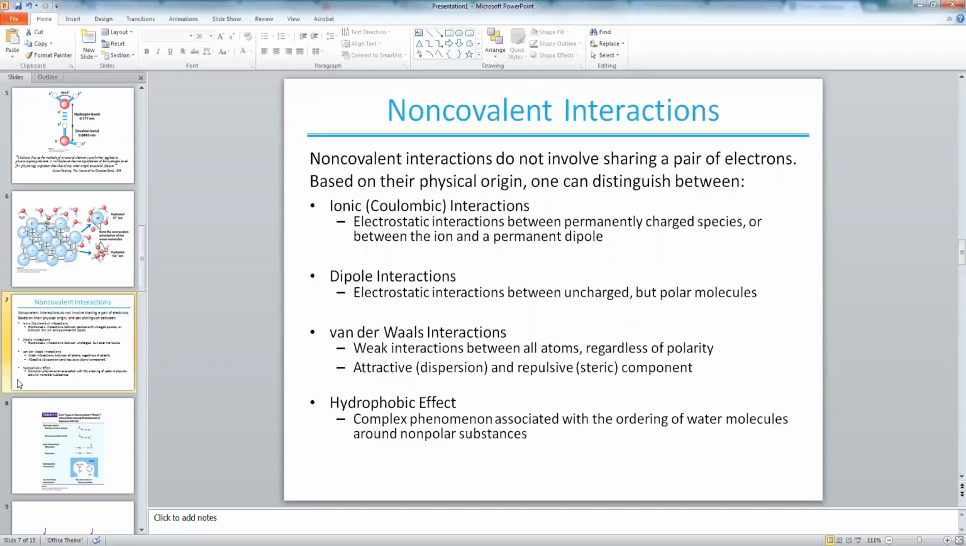Then we're going to look at van der Waals interactions. These are weak interactions between all atoms regardless of polarity, and they have both attractive or dispersion and repulsive or steric components. And then a little bit later on, we're going to look at the hydrophobic effect, which is how water molecules order themselves around nonpolar substances. But before we go further, I want you to think about the fact that really this is force at play. So if we think about Coulomb's law, right? Charge on one times charge on another divided by the radius squared.